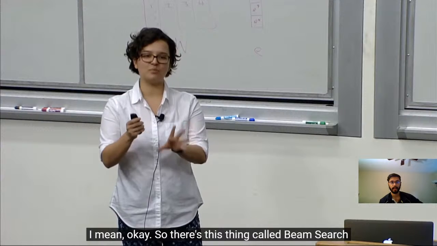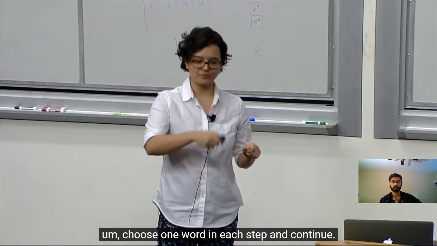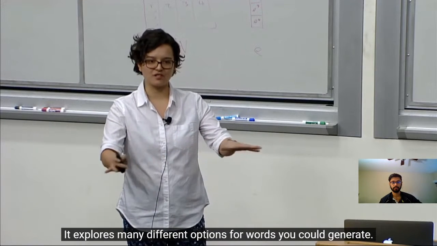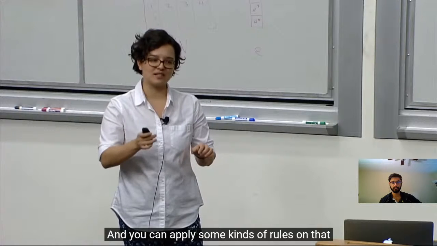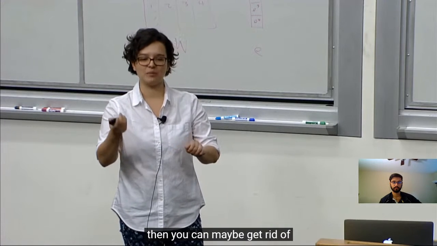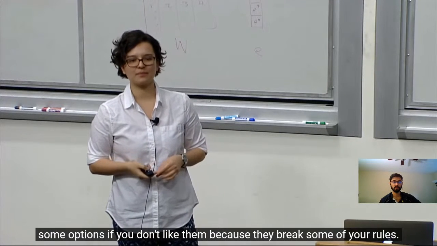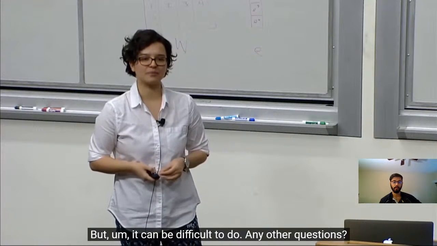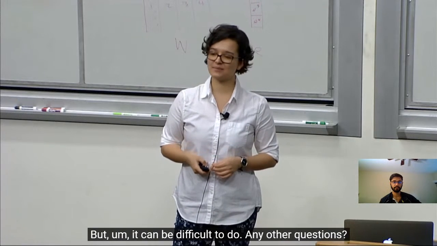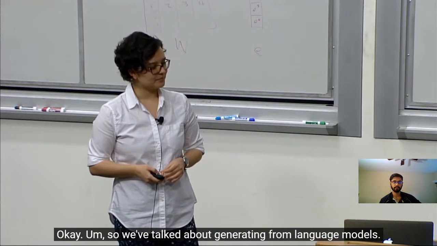There's this thing called beam search, which we're going to learn about in a later lecture, which essentially doesn't just choose one word in each step and continue. It explores many different options for what you could generate, and you can apply some kinds of rules on that. If you have lots of different things to choose from, then you can get rid of some options if you don't like them because they break some of your rules. But it can be difficult to do. Any other questions? Okay.